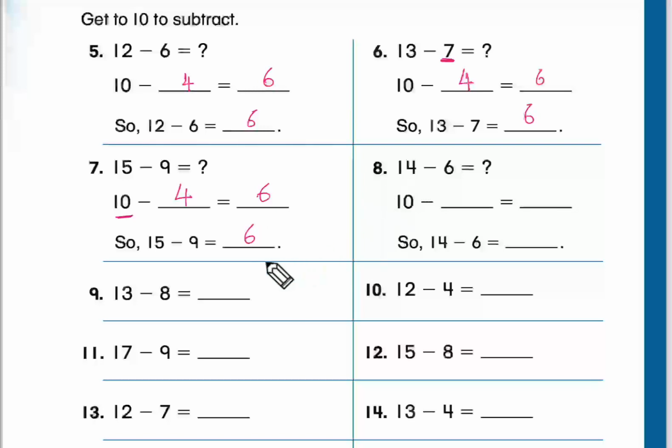In question number 8, 14 minus 6. Yes, we take away 4 from the 14 to make it 10. What number should we take away also? What number should we subtract also? Remember, the 6 is 4 and 2. So we should take away another 2. 10 minus 2 equals 8. So these two equations have the same answer. So 14 minus 6 equals the same answer, 8.